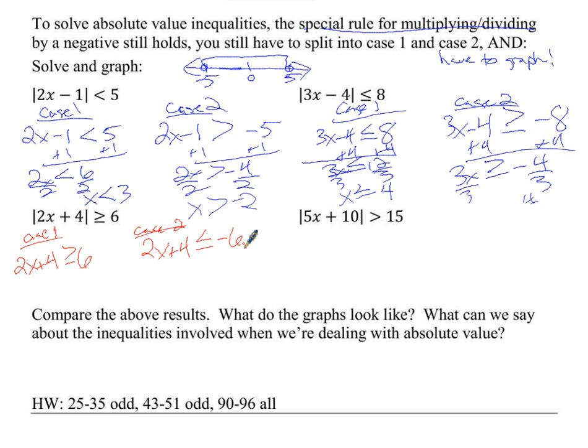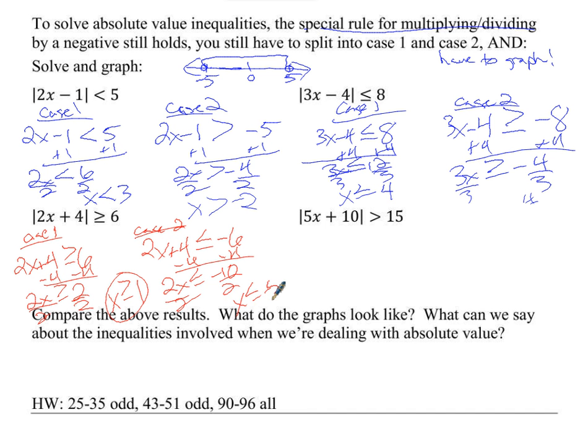And then just like before, we're going to solve. So we subtract 4 from both sides. We have 2x is greater than or equal to 2. Divide both sides by 2, and I get x is greater than or equal to 1 for that first one. For the second one, subtract 4 from both sides, and we have 2x is less than or equal to negative 10. Divide both sides by 2, and you get x is less than or equal to negative 5 for the second one.